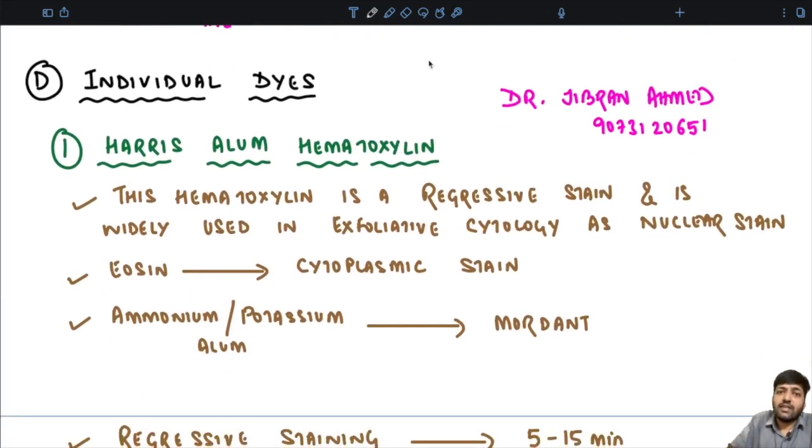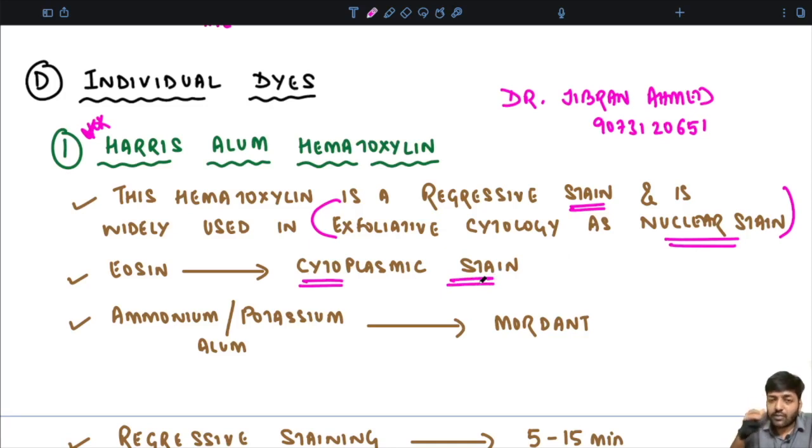Now we are going to discuss the most important individual dyes. Okay, so let us read about the individual dyes. The first most important we will read is Harris alum hematoxylin. Now remember, this hematoxylin is a regressive stain and is widely used in exfoliative cytology as a nuclear stain. Okay, now Eosin is used as the counter stain to stain the cytoplasm. So basically the nuclear stain is your hematoxylin and the counter stain is your Eosin.